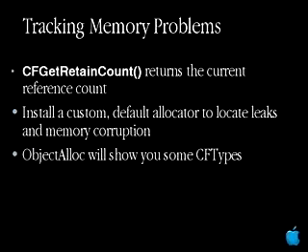Tracking memory problems that occur in the system. CF get retain count will always return the current reference count of an object. You can use that to make sure that the reference count is incrementing or decrementing as you expect. You can install a custom default allocator and use that to locate leaks and memory corruption. And finally, if you look on a DP4 system, there's an application in System Developer Applications called Object Alloc. You can run your program under Object Alloc, and it will show you some of the CF types as they are allocated and destroyed. All of the common ones are there, CF string, array, dictionary, all that kind of stuff.